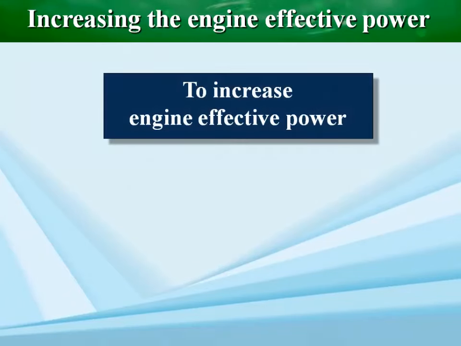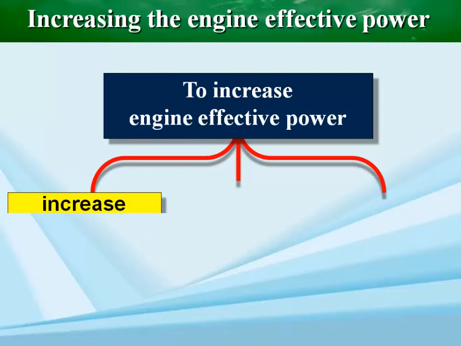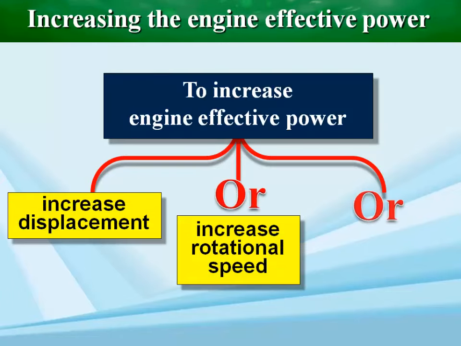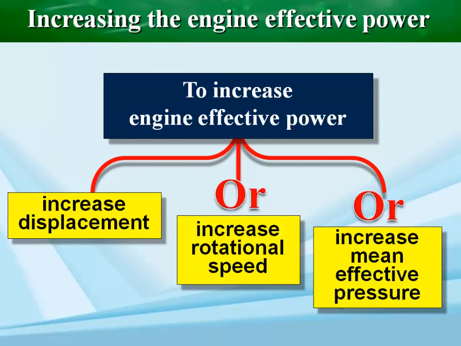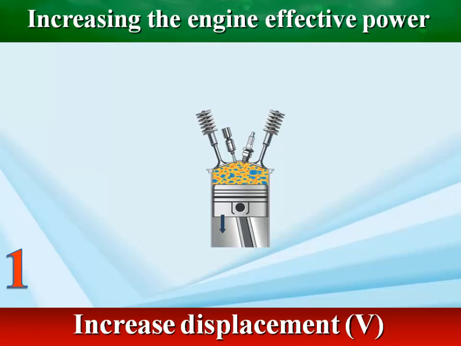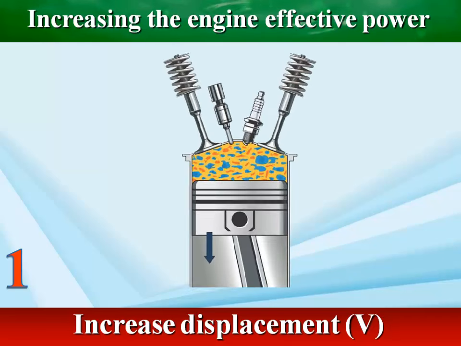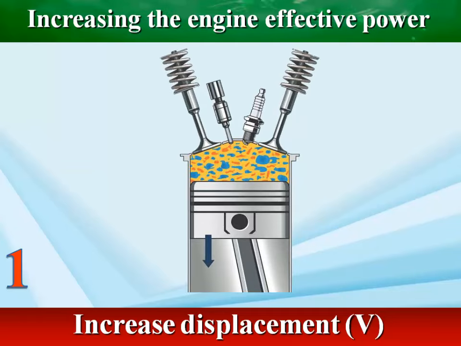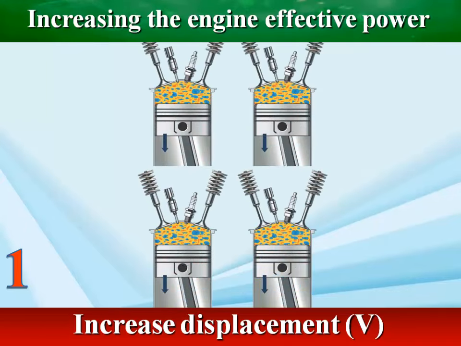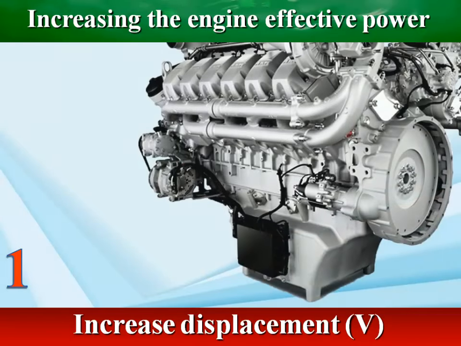To increase engine effective power, we must increase displacement, rotational speed, or mean effective pressure. Increase displacement by enlarging the volume of each cylinder, or by increasing the number of cylinders. But this results in larger and heavier engines.